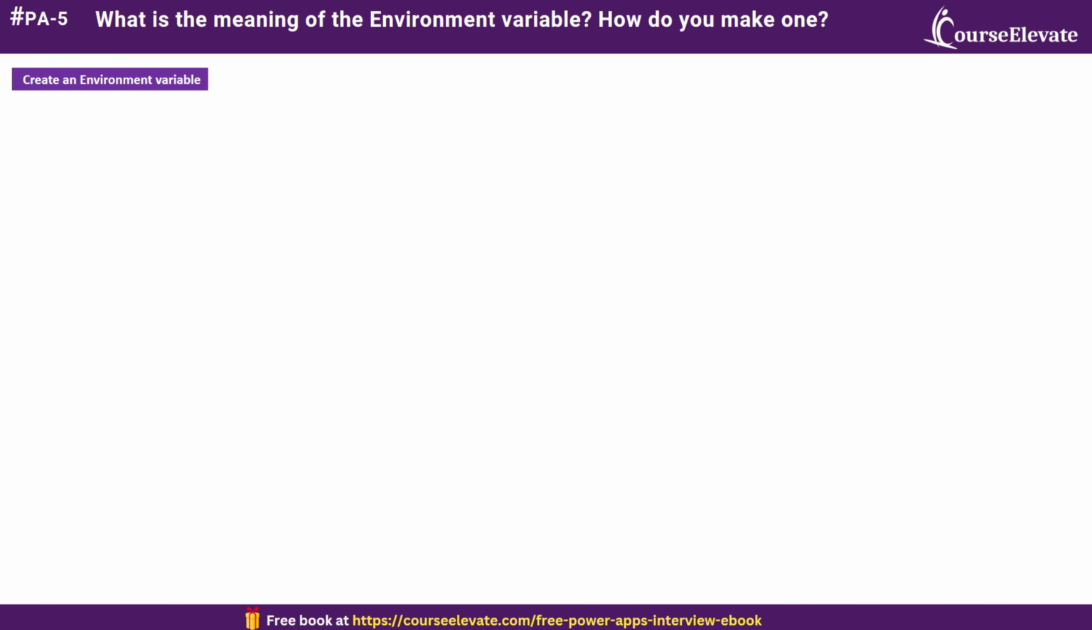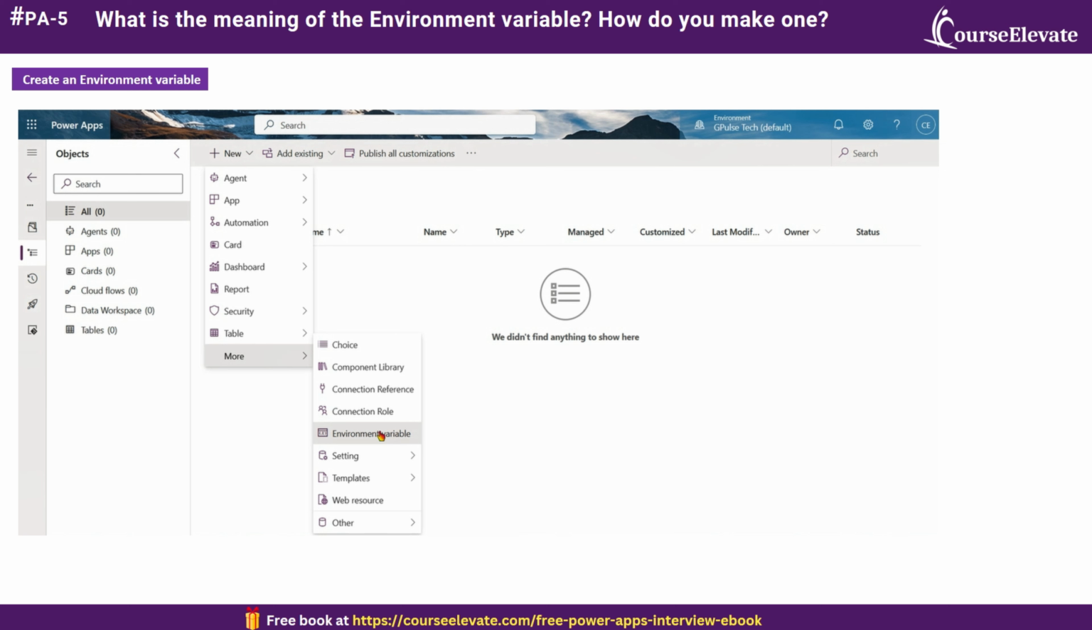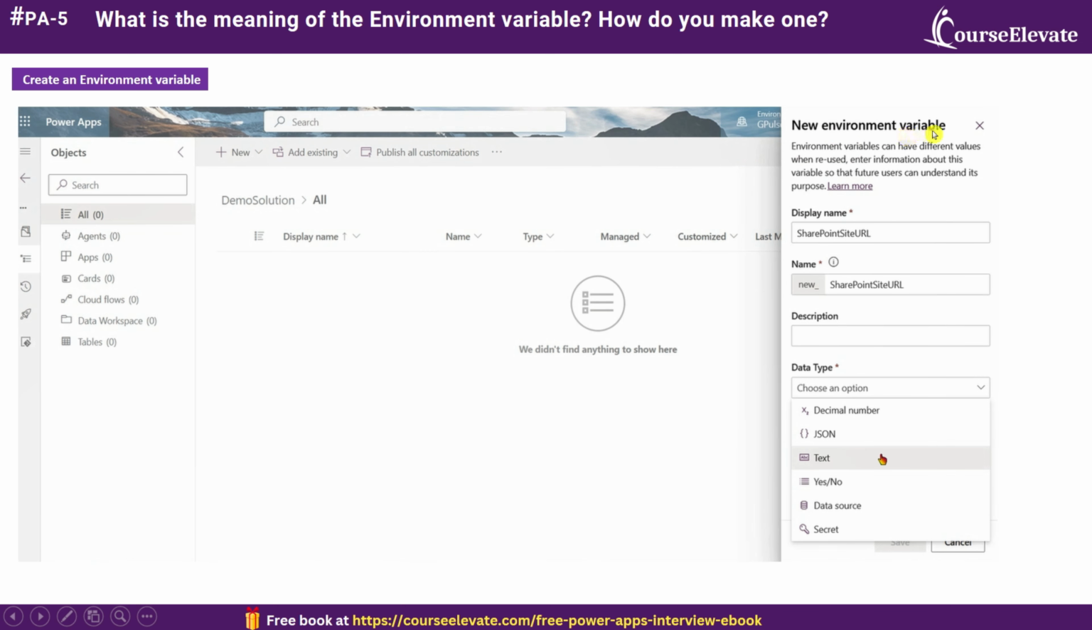So how to create an environment variable? We have to go into the solution, and within the solution we need to click on New, then select More, then choose Environment variable. So this new environment variable tab will open. Here the first requirement is the display name. Here you will provide the display name of the environment variable. This will be the internal name.